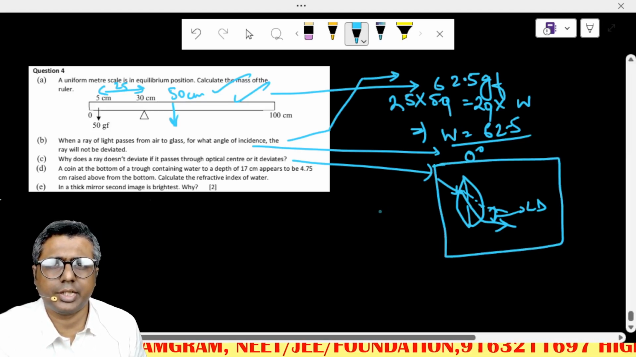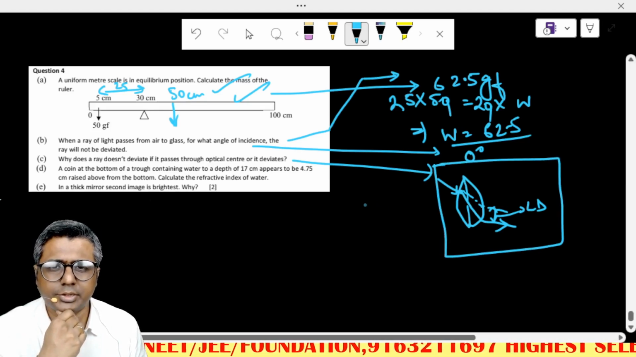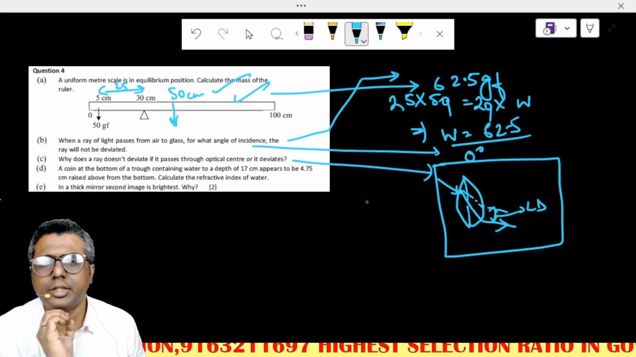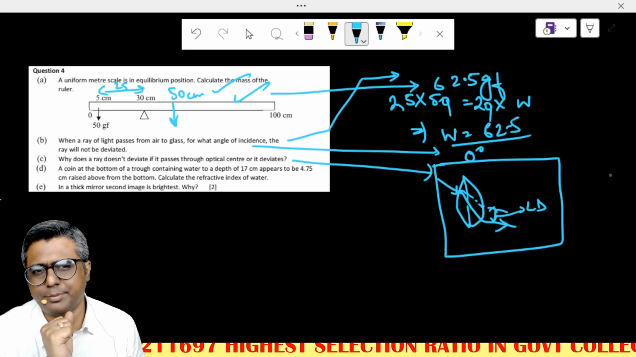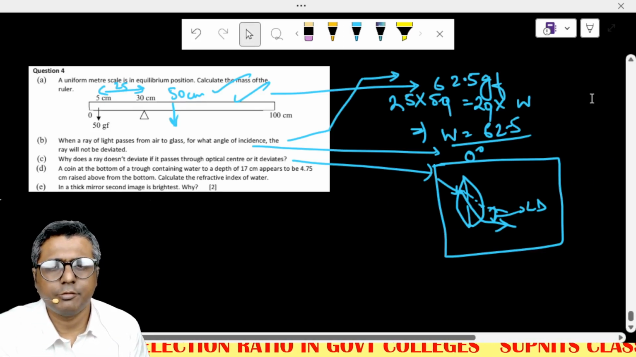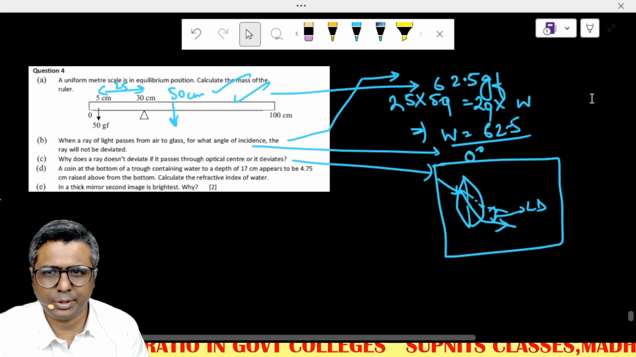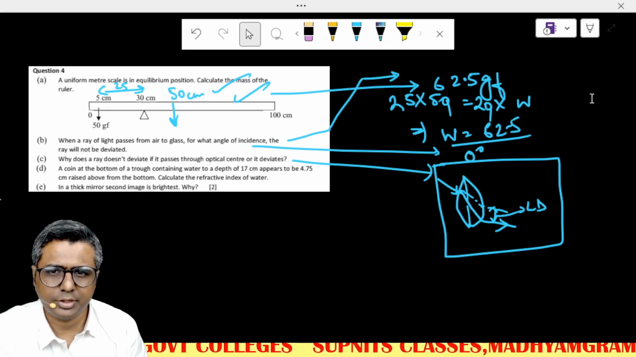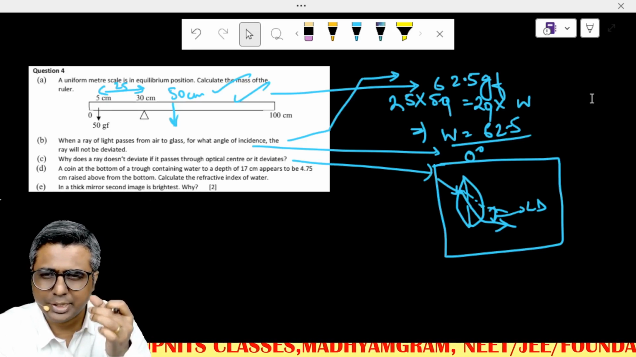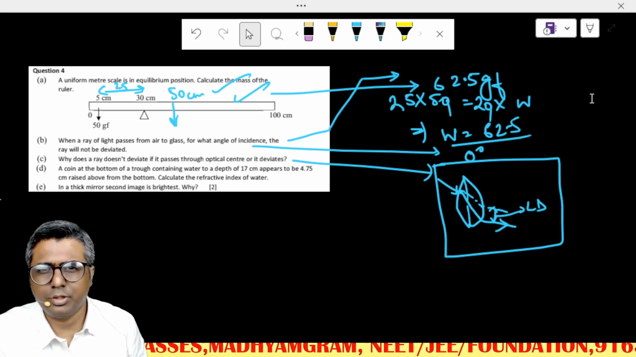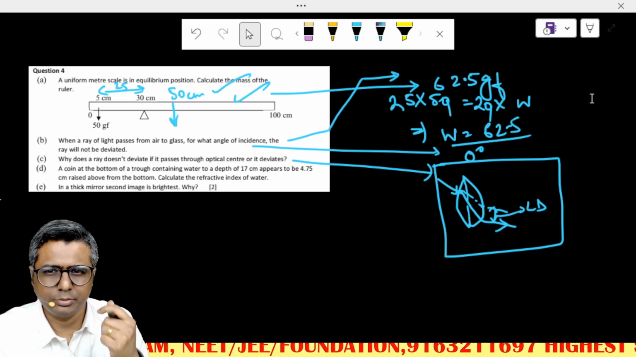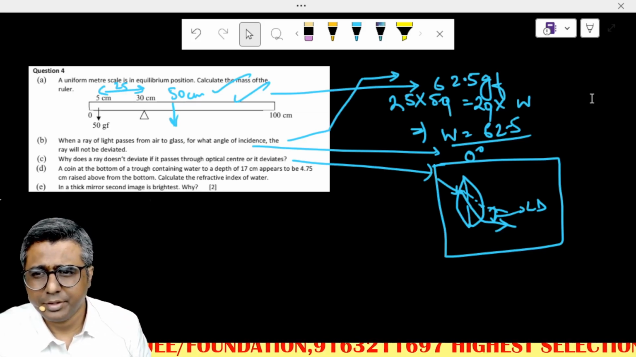Again, it just checks whether you have understood it or just remembered that a light ray going through the optical center does not deviate. Please do not learn this by heart, try to understand. It is only applicable for a thin lens. For a thick lens it is absolute rubbish. For a thick lens it does deviate. If I wear a very thick spectacle, then definitely the light will not come straight through. It will have some lateral displacement coming towards my eye. Okay.